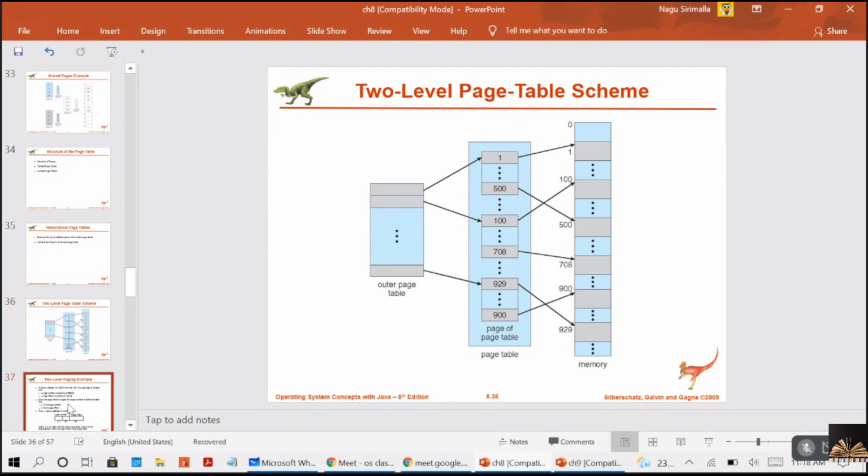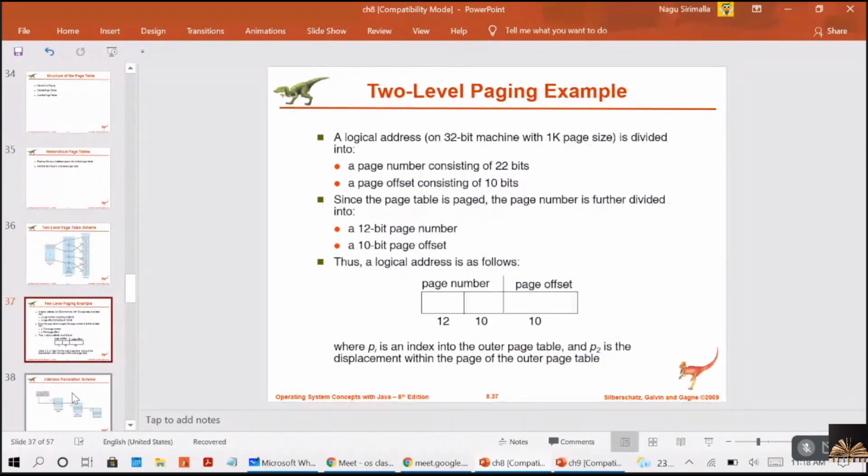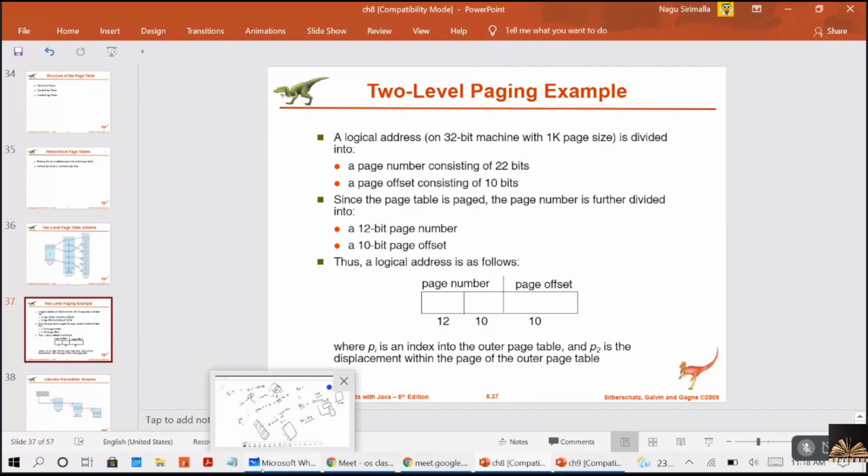So how this can be implemented here is, if you see here, a logical address of a 32-bit machine was taken. Here he has taken the example where the page number consists of 22 bits and the page offset consists of 10 bits. So he gave this example, but in your textbook, as I told you, there is an operating system which makes use of this hierarchical paging.